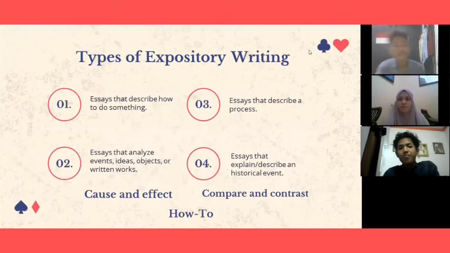And next, there are 4 types of expository writing. Number 1, essay that describes how to do something. Number 2, essay that analyzes events, ideas, objects, or written works. Number 3, essay that describes a process. And number 4, essay that explains or describes a historical event, cause, and effect. Okay, next.